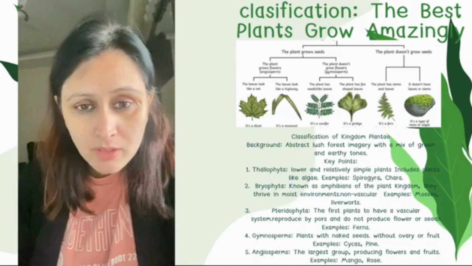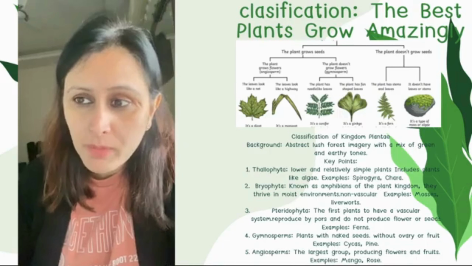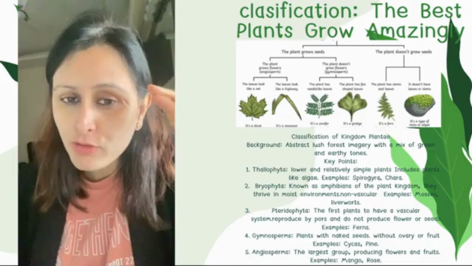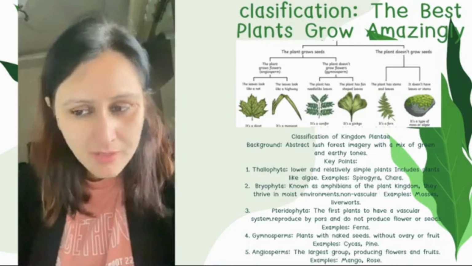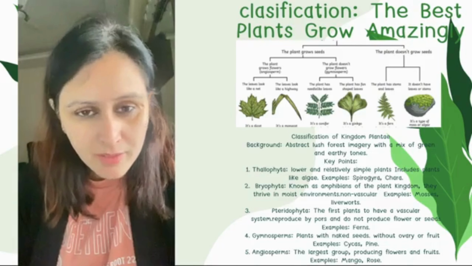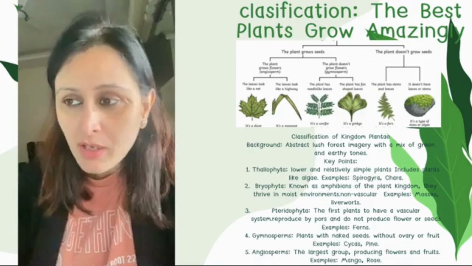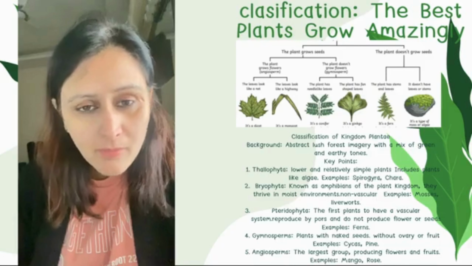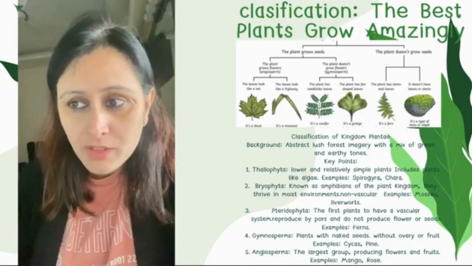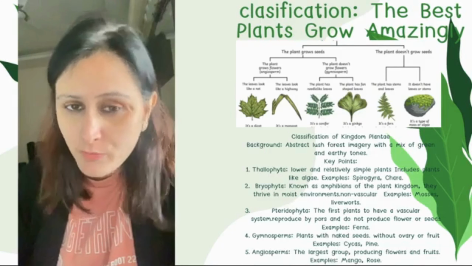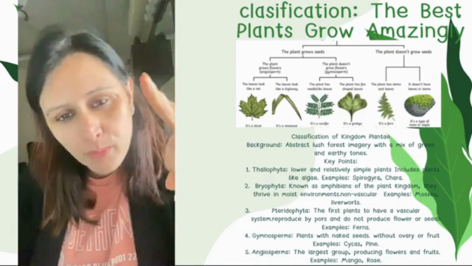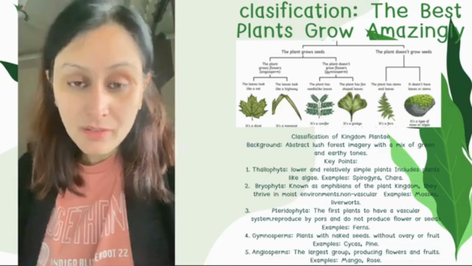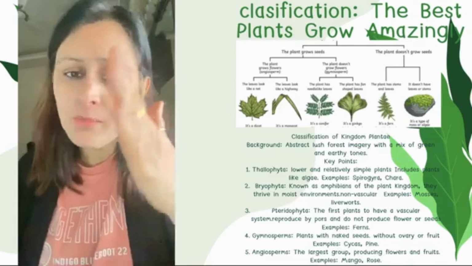Now coming down to the sentence which is written on the top, "The best plant grow amazingly." This is the one sentence that you can remember to remember the classification. If you relate it with the classification, T is for Thylophyta, B is for Bryophyta, P for Pteridophyta, G for gymnosperms, A is for angiosperms. So with this one statement, you can remember the entire classification very easily and in the proper manner.